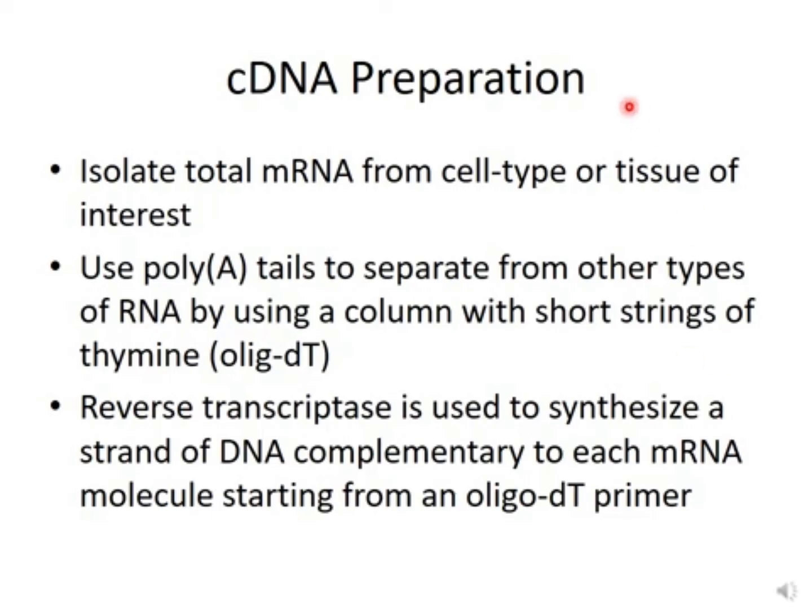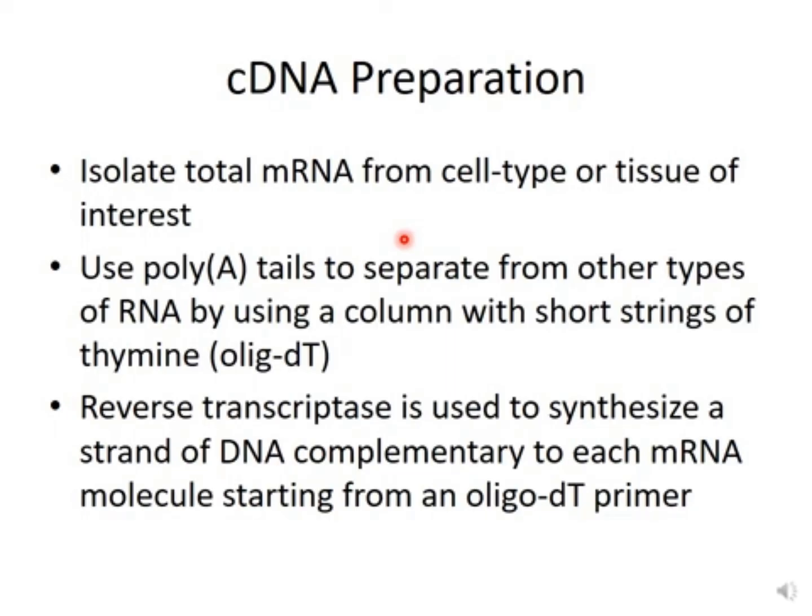So in order to prepare the cDNA, as I mentioned, total mRNA is isolated from a certain cell type or tissue of interest. If you remember, there's one common sequence in all mRNA, and that's the poly A tail at the end of the mRNA. This will help us to extract mRNA from a cell lysate.